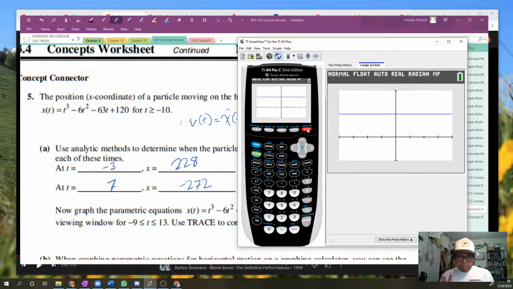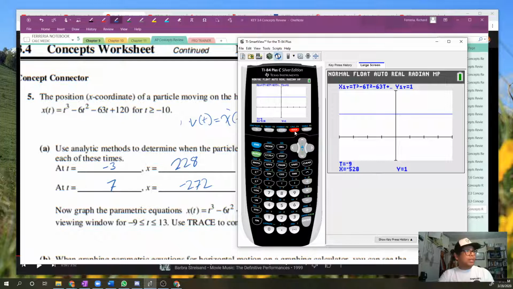Okay, so you notice how that curve, or the path, turned around in 2 different places, and I'm willing to bet that it turned around when t is equal to negative 3 and t equals 7. Next, we're supposed to use the trace function to figure out when it turned around. So I'm going to push trace right now. Did I push trace? Yeah, I think I did. And let's just fast forward. I don't want to mess around here.